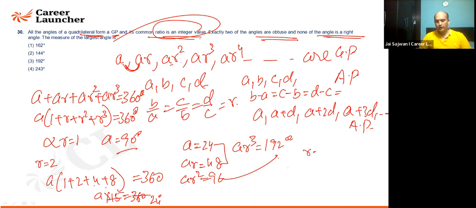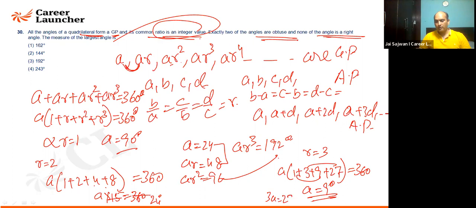What if R is equal to 3? I'll say A times 1 plus 3 plus 9 plus 27. 30 plus 10 is 40, so 40A is equal to 360. A is equal to 9 degree again. What is 3A? 3A is 27 degree. What is 9A? 81 degree. What is 27A? That is 243.